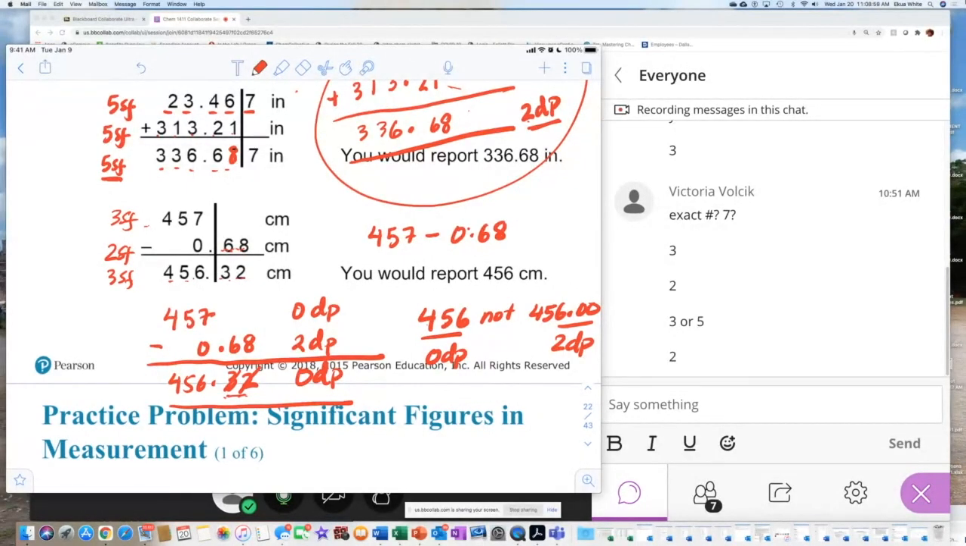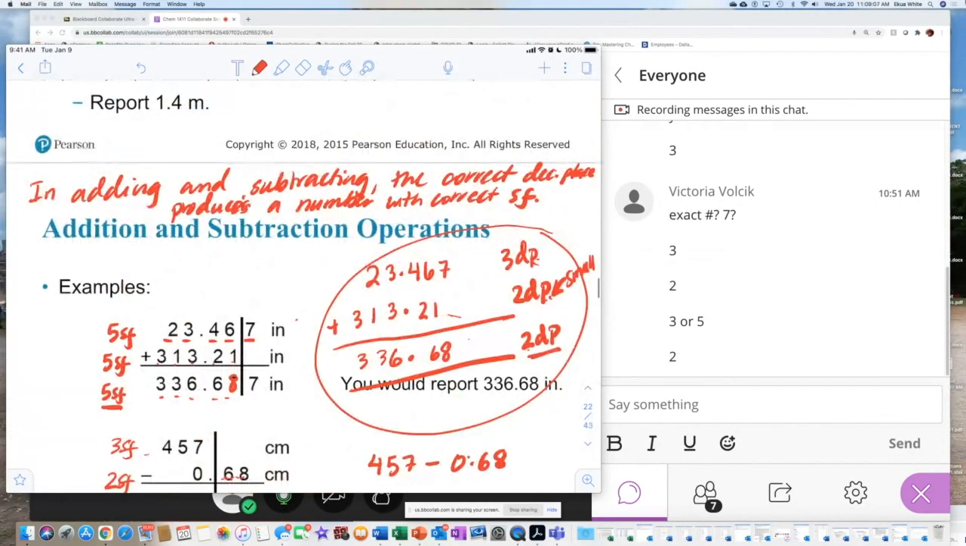Okay, so hopefully you can see the significant figure rule doesn't work for adding and subtracting. It's the decimal place. By getting your answer in the correct decimal place, you end up with the correct SF. SF here stands for significant figures. It's like a means to an end.